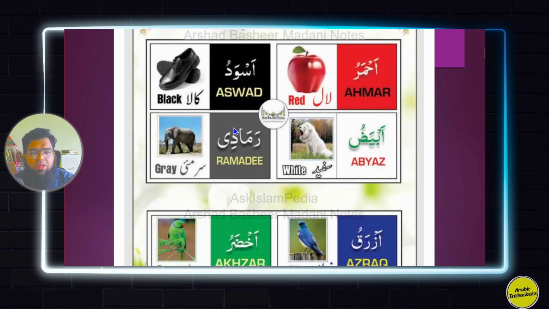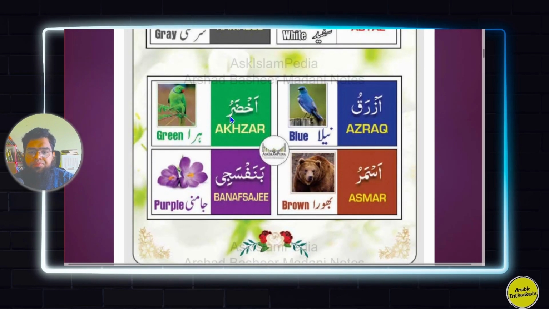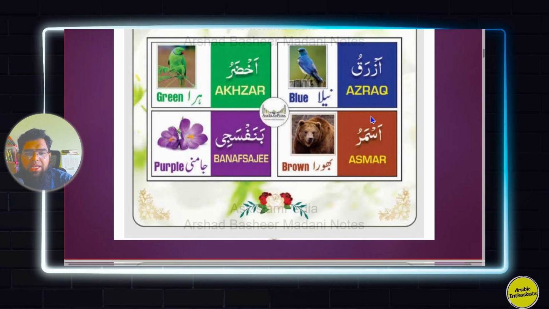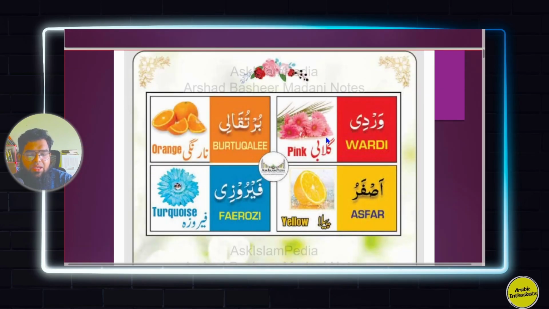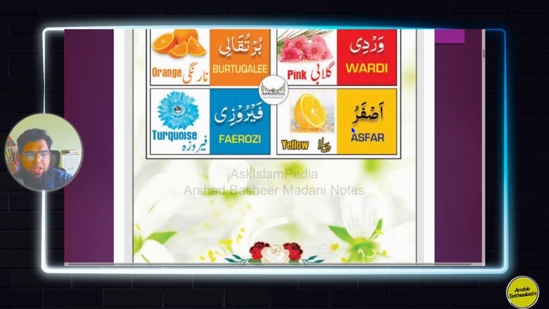Alwan, colors. Ahmar, red. Aswad, black. Abyad, white. Ramadi, gray. Azraq, blue. You just have to memorize as much of it as you can. Akhdar, green. Asmar, brown. Banafsaji, this is purple. Wardi, pink. Burtuqali, orange. Asfar, yellow. And Fayruzi is turquoise.